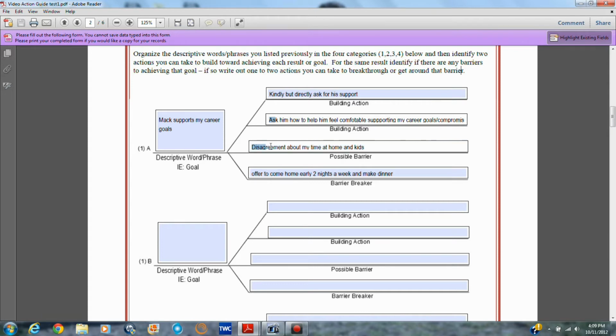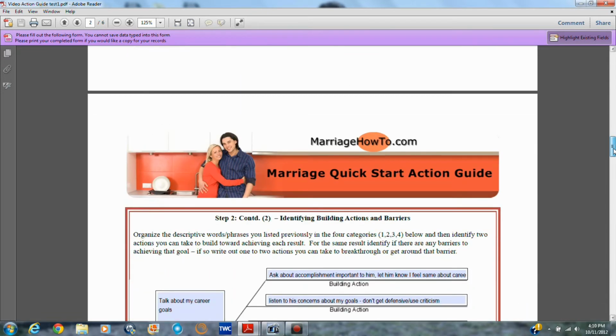So what would be getting in the way? The fact they have an ongoing disagreement about her time at work and kids. They disagree about my time at home or at work and not at home, and kids. So what is a way to get around that? She can go out of her way and just offer to come home early 2 nights a week and make dinner. So that would show that she's listening to Mac and she's responding to him, but she's also not directly addressing the kids issue, which is probably something that's going to take longer to make peace with.